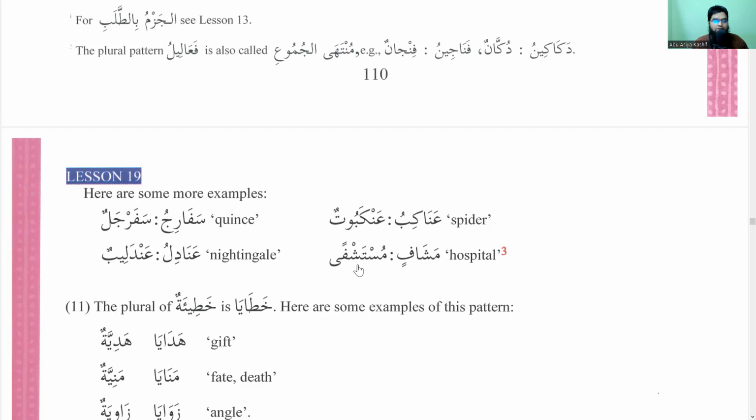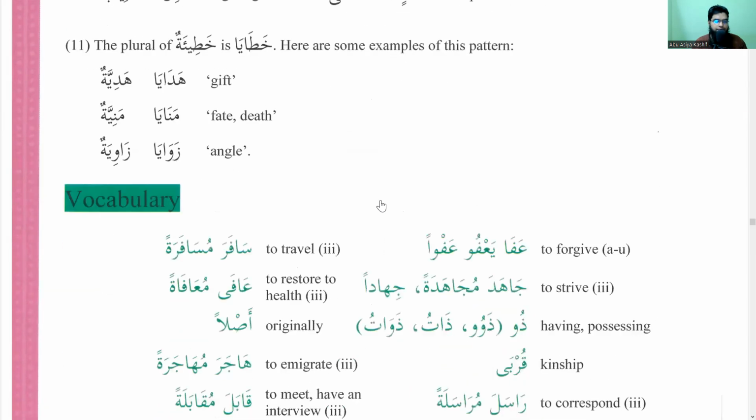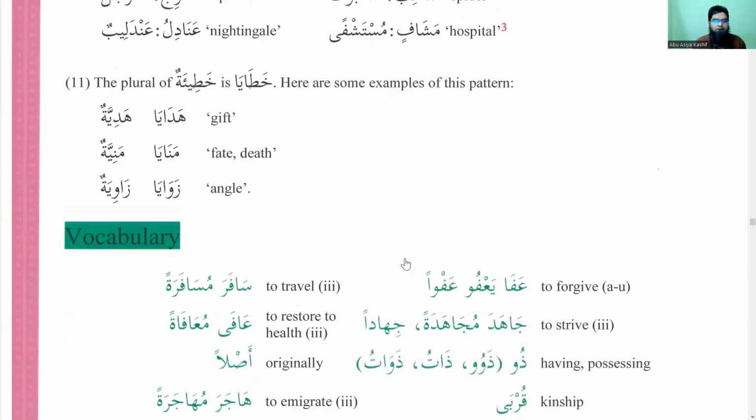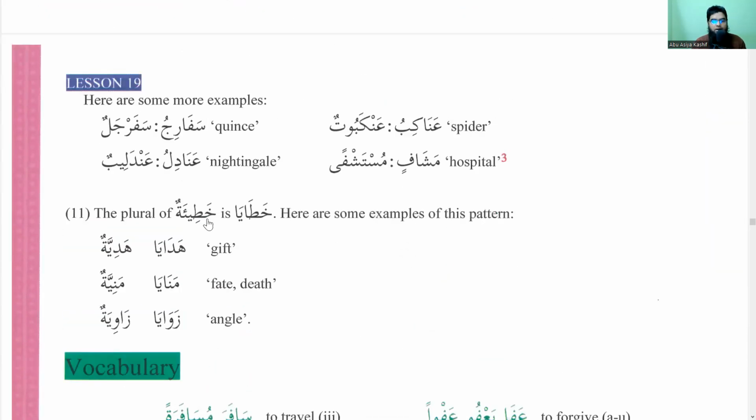By the way, I know Mustashfan is also used as Mustashfayat, I believe. See, he gave number 3 also for that. Mustashfan also has a sound family plural, Mustashfayat, but the other plural is Mashafin, hospital. And then the plural of Khati'atun is Khataya.